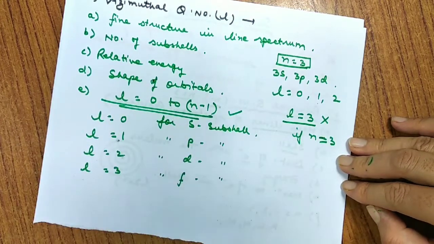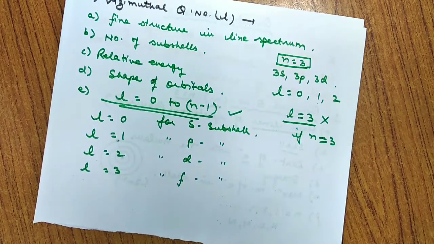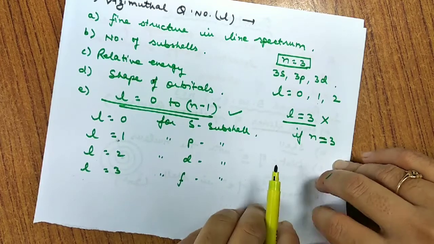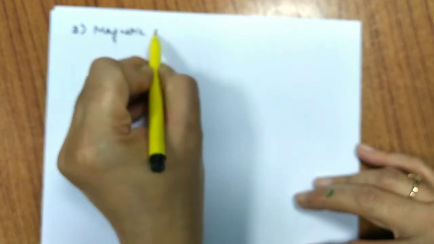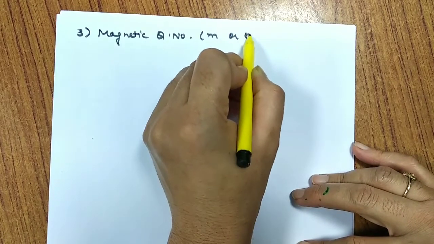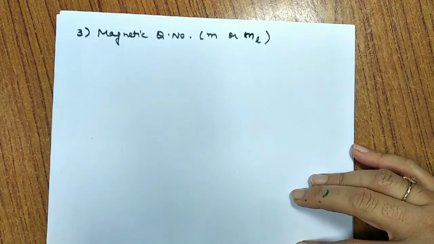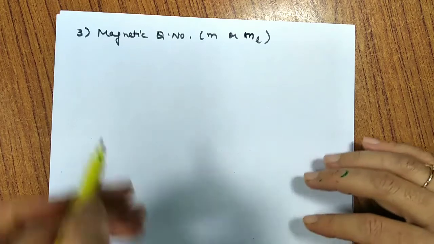From this rule, L is equal to 0 to n minus 1. Let us talk about another quantum number. The next quantum number is the third quantum number, and it is named the magnetic quantum number, represented by M or sometimes by ML. Why is it required? What does it tell?